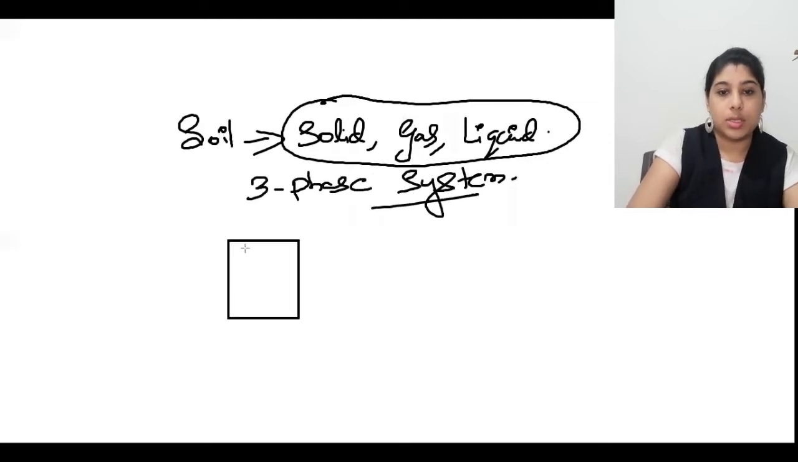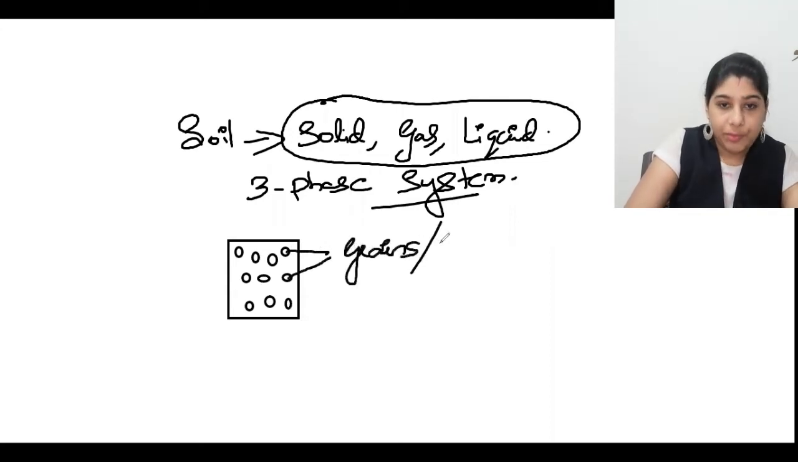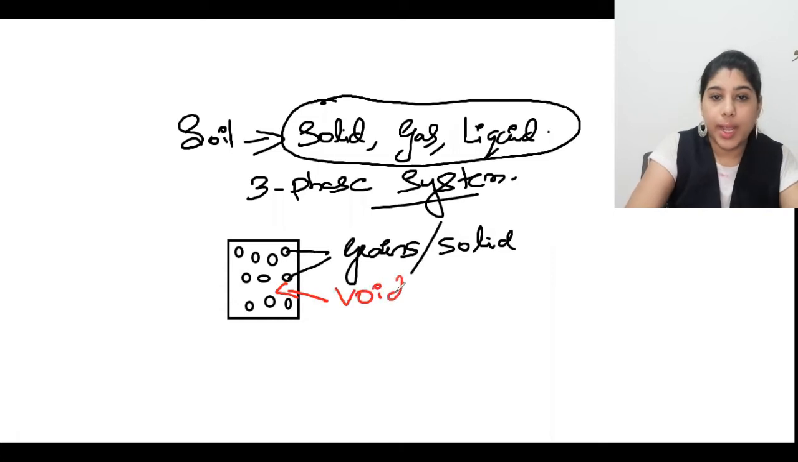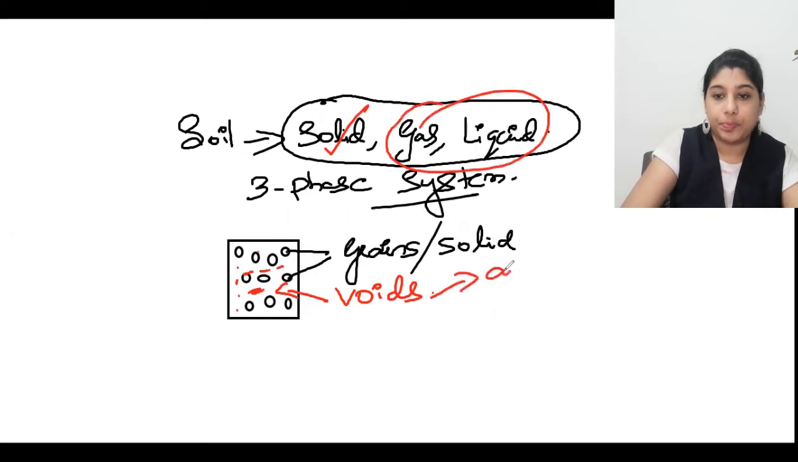So this is a system. We can see here these are the grains, or we can call it the solid. And the vacant spaces, you can call voids. Solid is already present as part of the soil, but void means additional spaces in between the solids. That void can be composed of air as well as liquid.